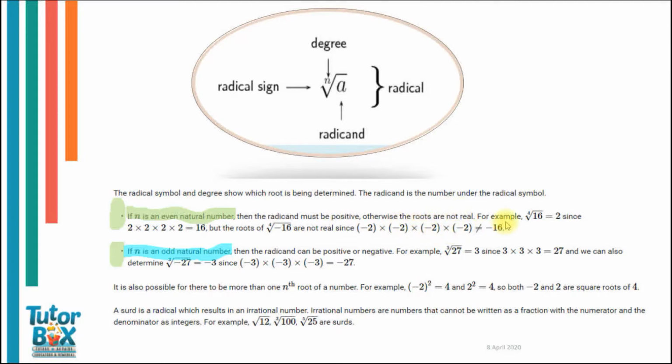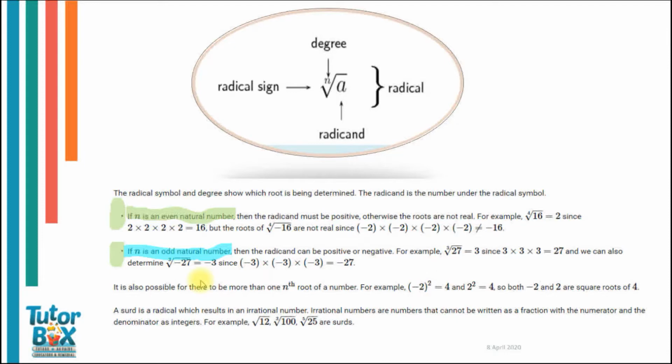For example, we have the fourth root of 16, right? So this will equal 2, since 2 times 2 times 2 times 2 will give you 16. But the fourth root of minus 16 is not real, since minus 2 times minus 2 times minus 2 times minus 2 won't give you minus 16.